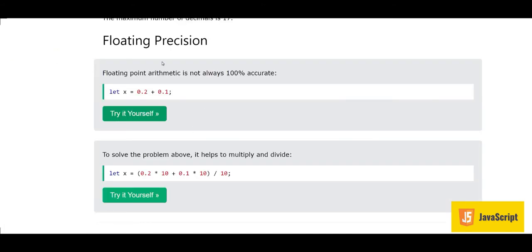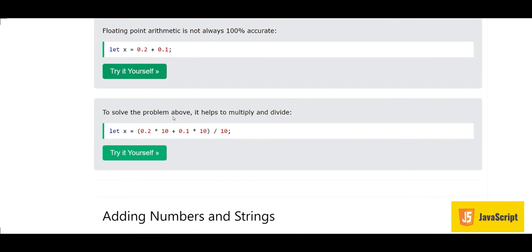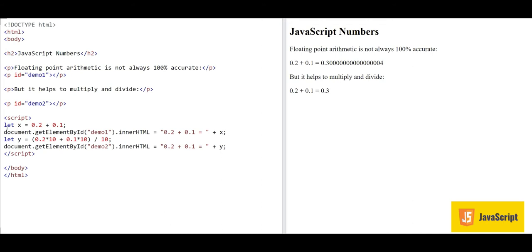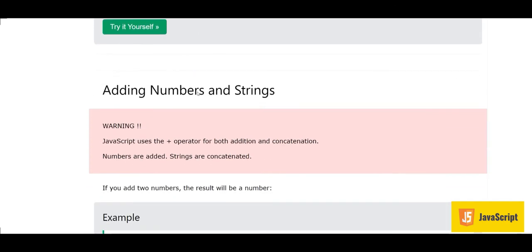Floating point precision is low in JavaScript calculations, and one way to solve the above problem is to multiply and divide by 10. Here we are multiplying the numbers by 10 and dividing by 10. So we multiply 0.2 by 10 and 0.1 by 10, then divide by 10, and now the answer is 0.3, which is the correct answer. So the message I want to convey here is that floating point arithmetic is not always 100% accurate in JavaScript.